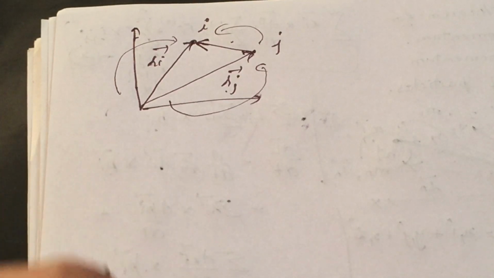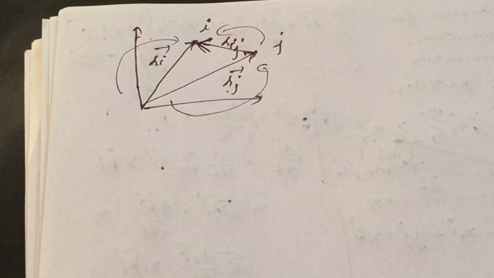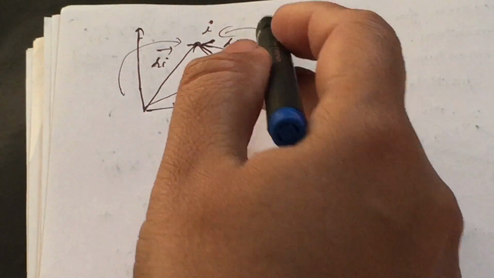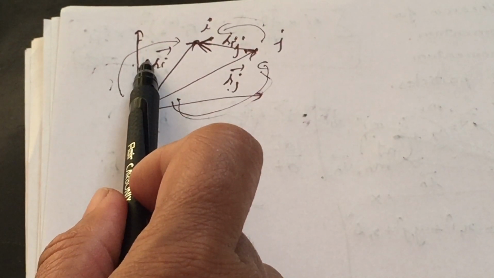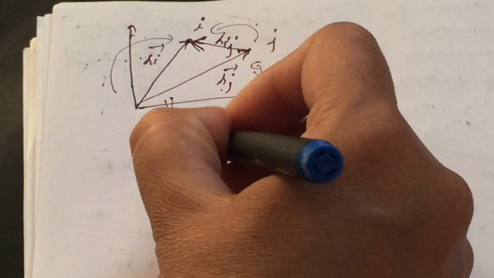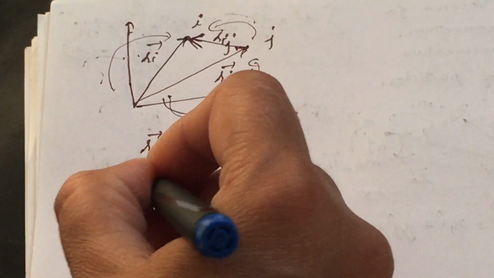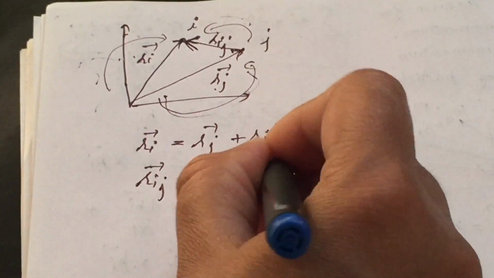If I represent this vector as rij in this direction, what is the relation between all these vectors according to the triangle law of vector addition? If two vectors are in the same direction, then the closing side of the triangle in the opposite direction will give their resultant. It means ri is equal to rj plus rij, and rij can be given as ri minus rj.